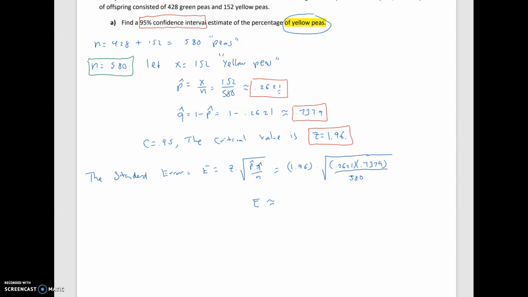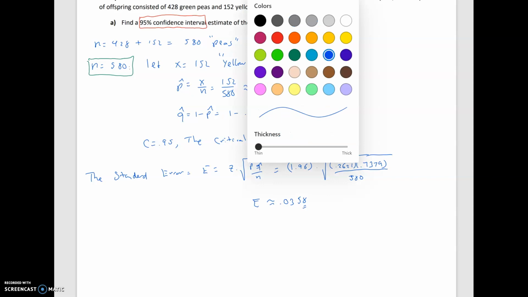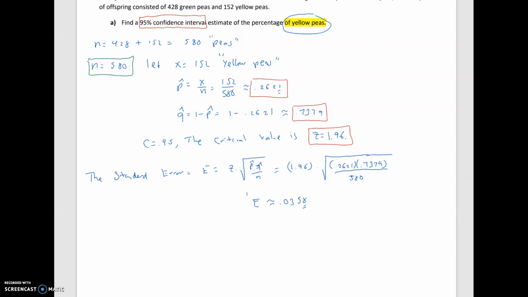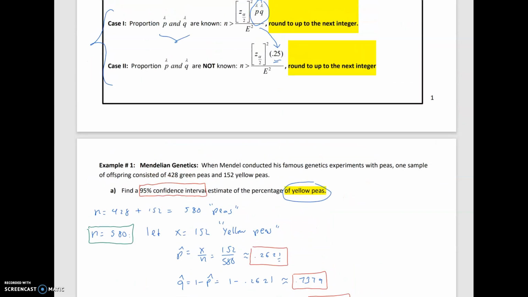Okay, I'm getting that the error is approximately 0.0358, rounding to 4 decimal places, sorry. So 0.0358, let me check the actual calculation. I think we're good. Okay, the last portion is the actual confidence interval.